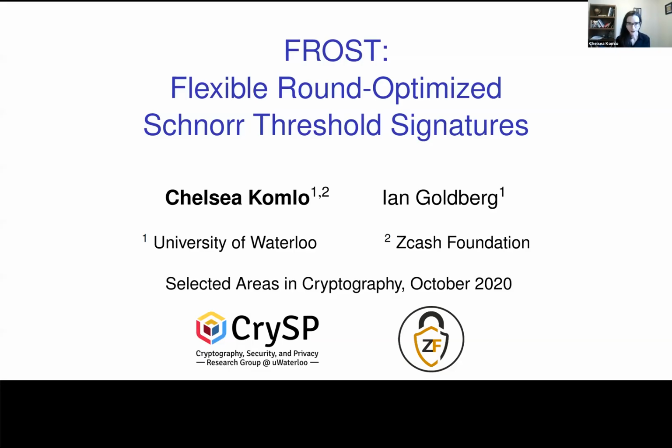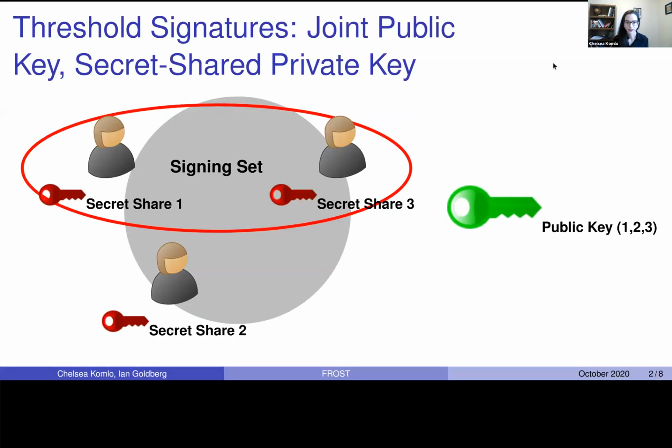Our second talk is, so I believe the speaker would be Chelsea Komlo, but I'm not sure because it doesn't say. And the title is FROST: Flexible Round-Optimized Schnorr Threshold Signatures. Nope, that's me. Okay, you can see my screen, right? Yes, we're good. Okay, great.